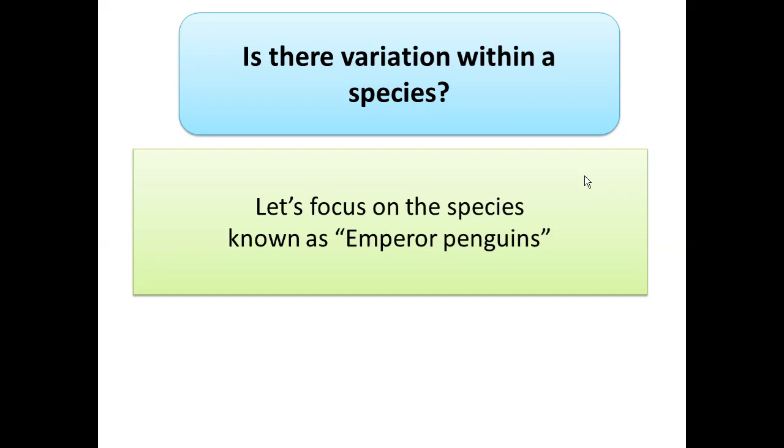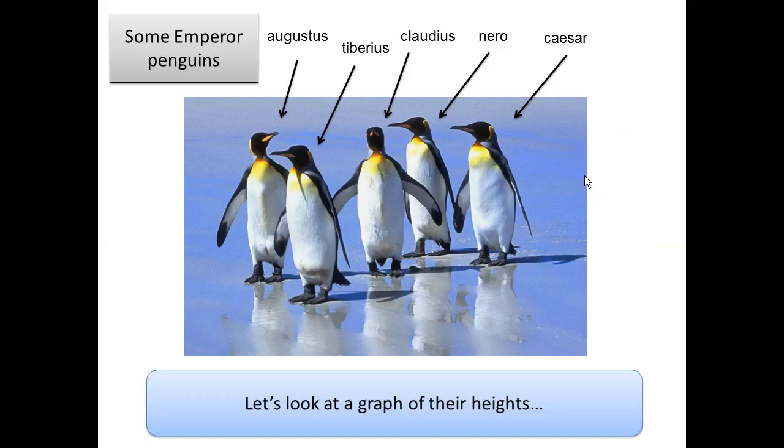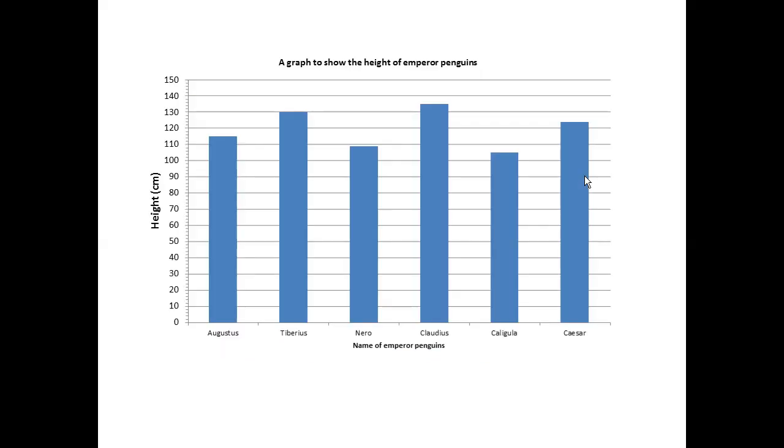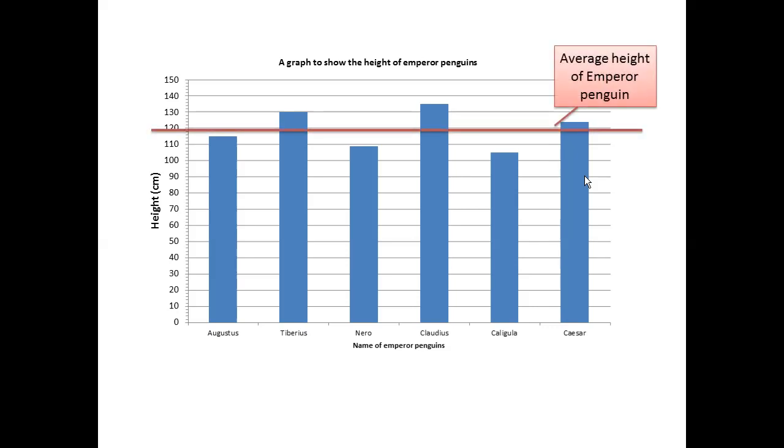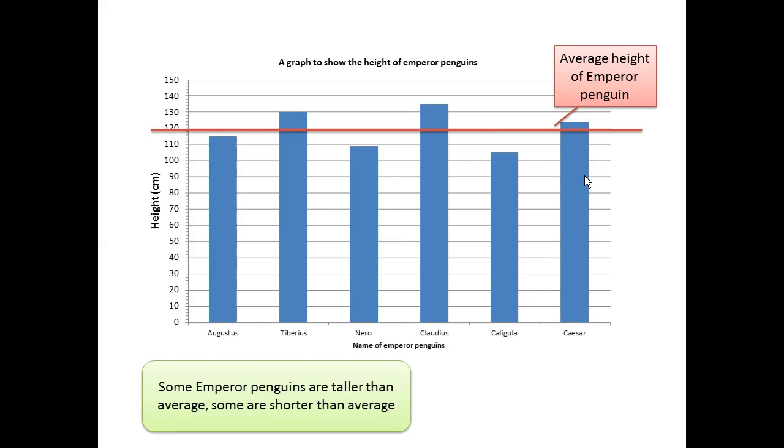Let's have a look at the species known as emperor penguin. Okay, so if you look at this picture, we can observe a kind of variation between these penguins belonging to the same species. If you look at their height, in fact, you will see that within the same species you can observe some variation of penguins' height. For this reason, we talk about average heights within a species. In fact, some emperor penguins will be taller, some will be shorter.